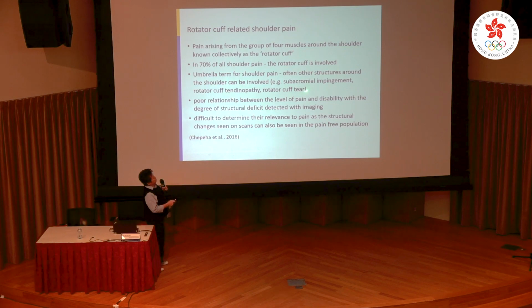So if we're just purely looking at the pathology, it's very difficult to determine the relevance to pain, as the structural changes seen on the scan can also be seen in the pain-free population. So what do we do? Surely there must be some way that we need to consider, how do we work on these people that always come in with shoulder pain.